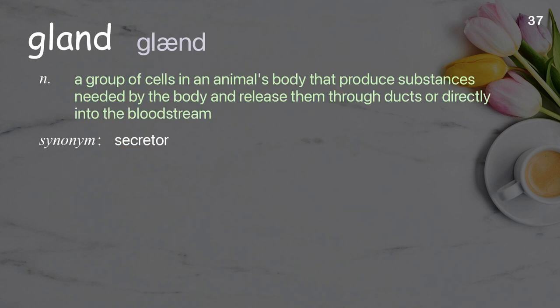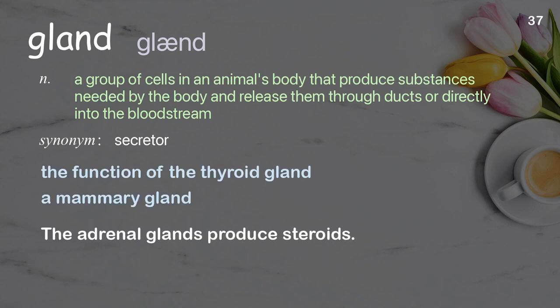Gland. A group of cells in an animal's body that produce substances needed by the body and release them through ducts or directly into the bloodstream. Examples. The function of the thyroid gland. A mammary gland. The adrenal glands produce steroids.